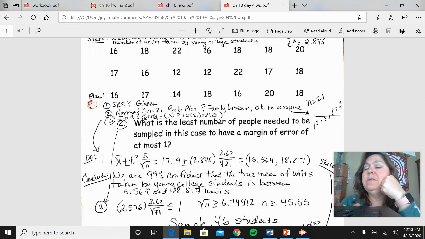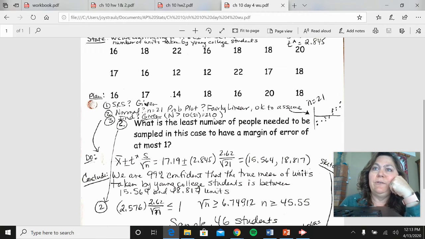Independence, we're going to be assuming that there are more than 210 young college students, and there are. Okay. I just rewrote the formula here and then plugged in all of my data elements from one-var stats and finding my T star. And then I got this confidence interval. My conclusion is we are 99% confident that the true mean number of units taken by young college students is, notice my parameter, my context, between, and then put the two contextual pieces there.